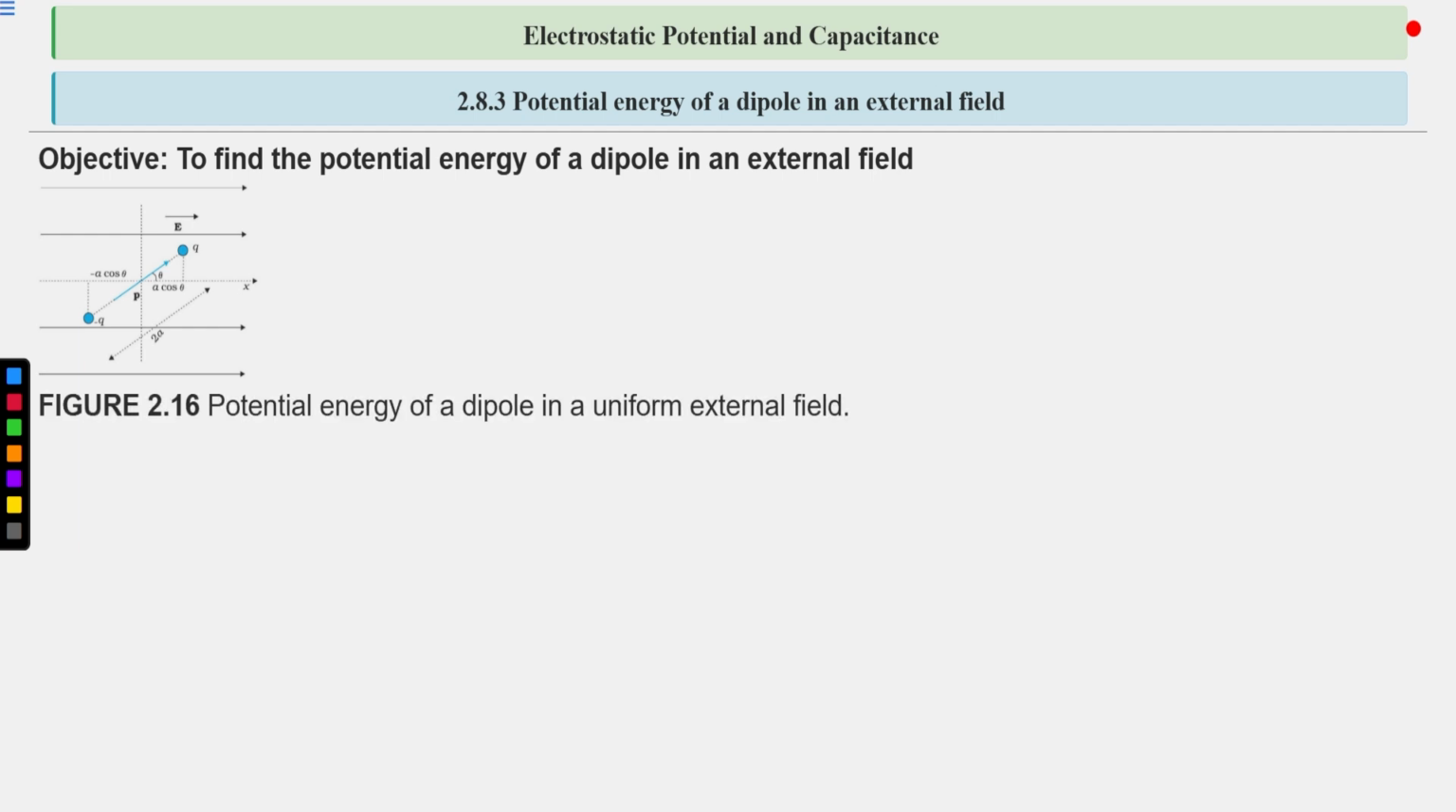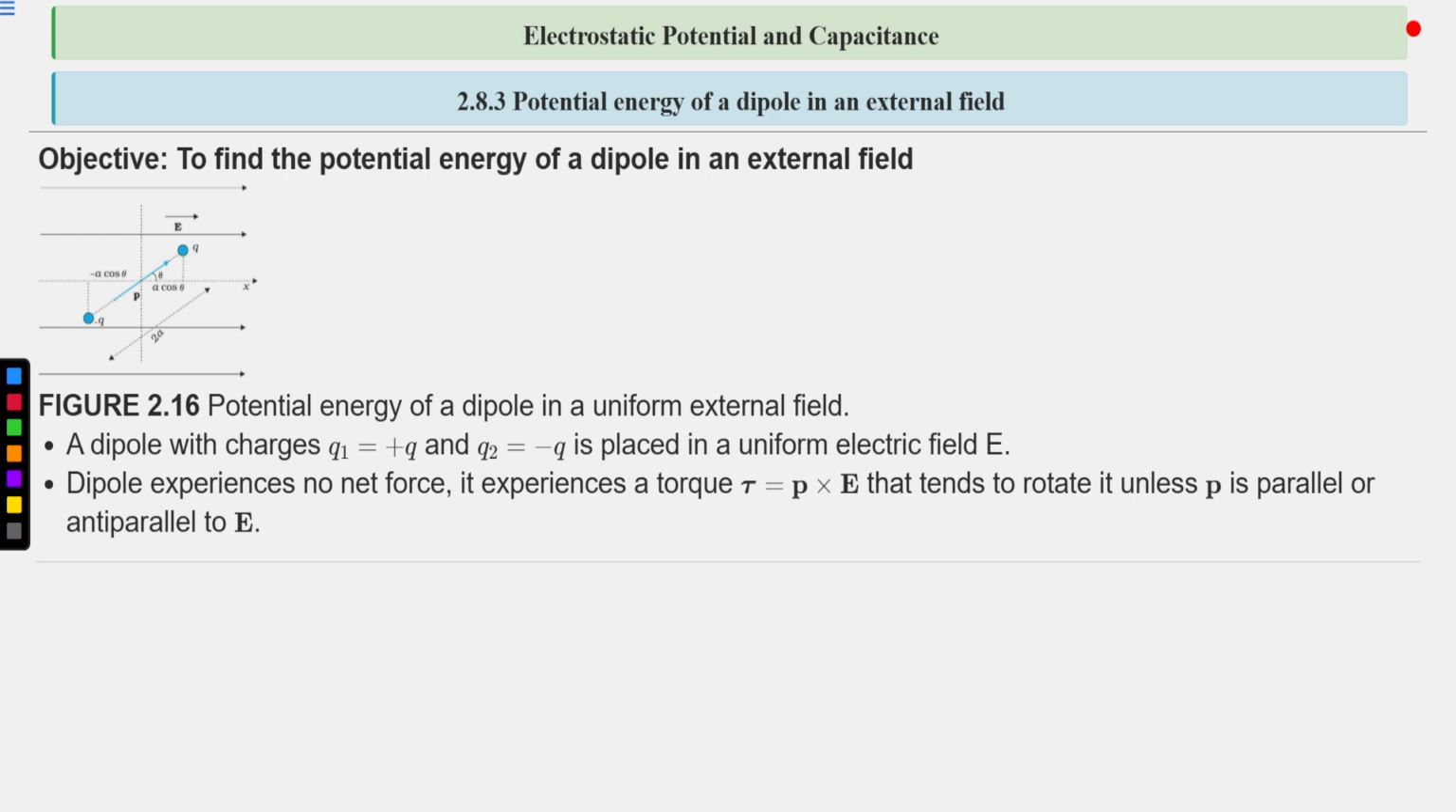Potential energy of a dipole in a uniform external field. A dipole with charges plus Q and minus Q is placed in a uniform external field E. Dipole experiences no net force. Okay, we have also seen this in torque. Force on the positive charge is in the direction of the electric field, and force on the negative charge is opposite to the electric field. So the net force is 0. But the lines of action of these forces are different, so there is torque.